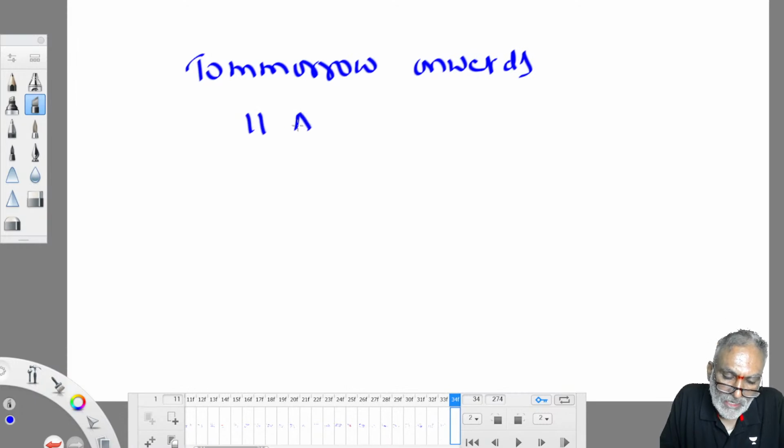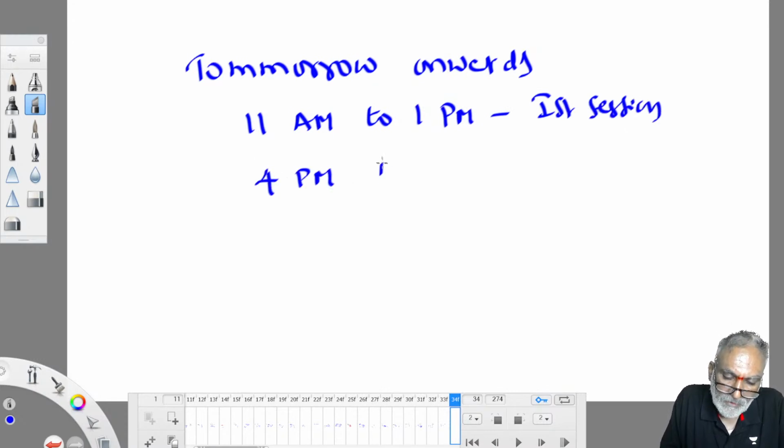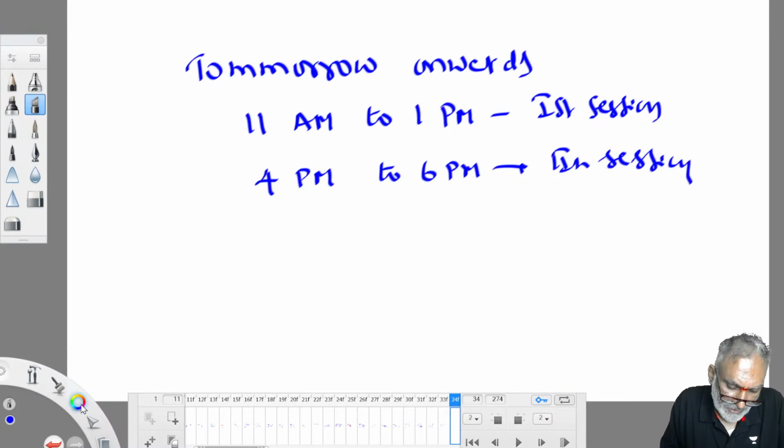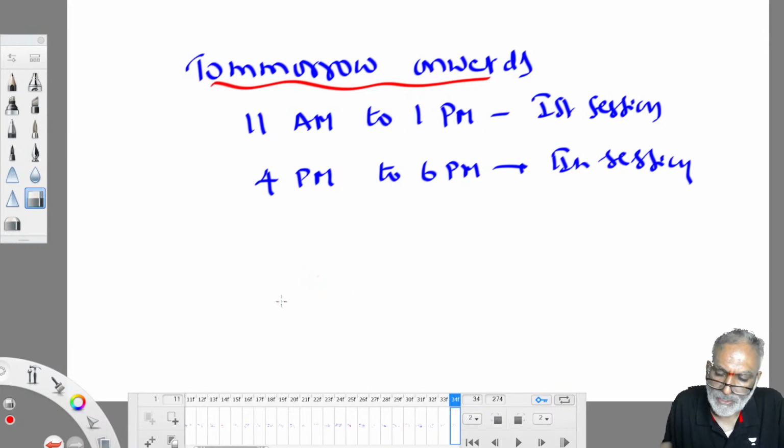One is 11 a.m. to 1 p.m., first session. Again I will take 4 p.m. to 6 p.m., second session. We will try to complete as fast as we can by Saturday maximum. If not Saturday, by next Monday. Once we complete this, then I can take geotechnical engineering fast mode.